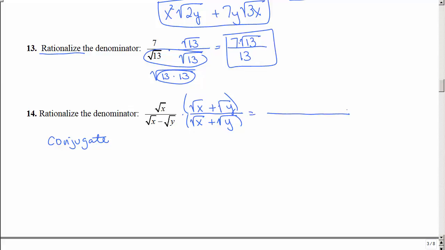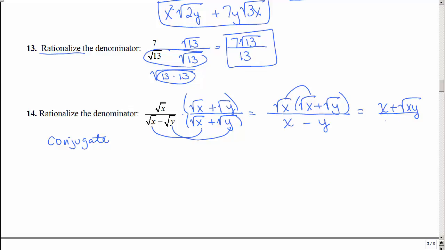I'm not going to go over why this works. You should have already had that lesson, but when you multiply this times this, you're going to get x. Multiply those two, minus y, and when you do the insides, those would add to 0. So I can leave my answer like this, but I'm going to go ahead and distribute. The square root of x times the square root of x is x, and this is the square root of xy.